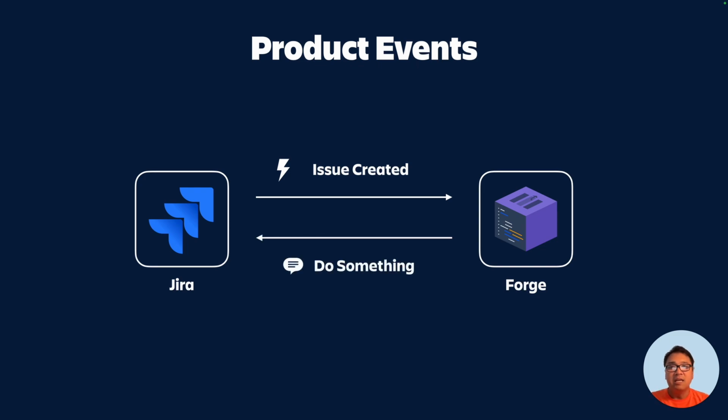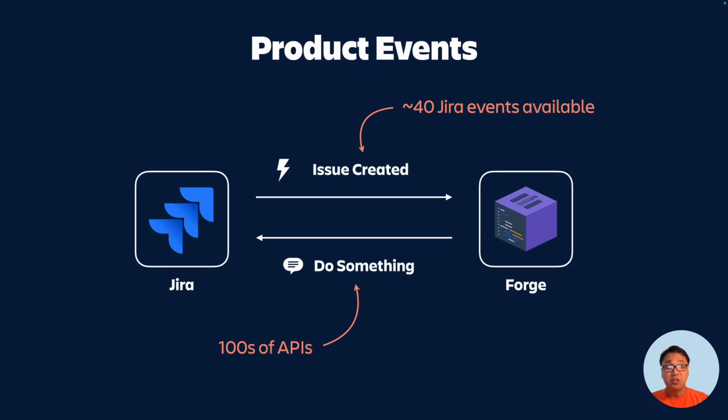For example, maybe an action is to call the Jira REST API to write a comment or update a custom field value. Depending on the use case that you're solving with your app, you can use any of the hundreds of Jira product APIs available. And in addition to the issue created event, there are about 40 other Jira events available that your Forge app can subscribe to. So as you can imagine, a common use case for product events is building automations with Forge, wherein the events act as the trigger to initiate certain automation rules or tasks that you build into your Forge app.